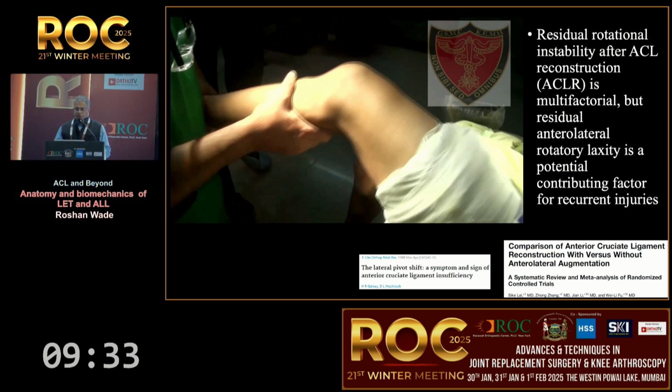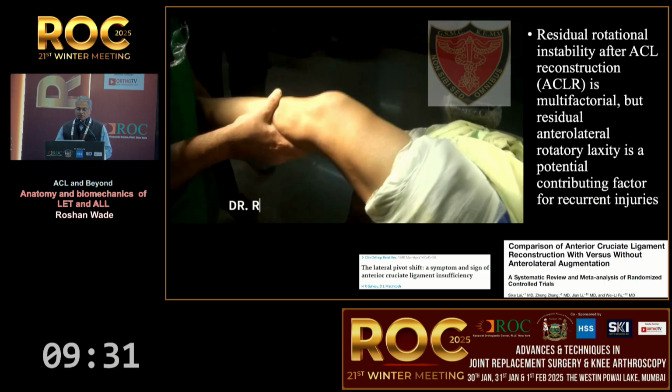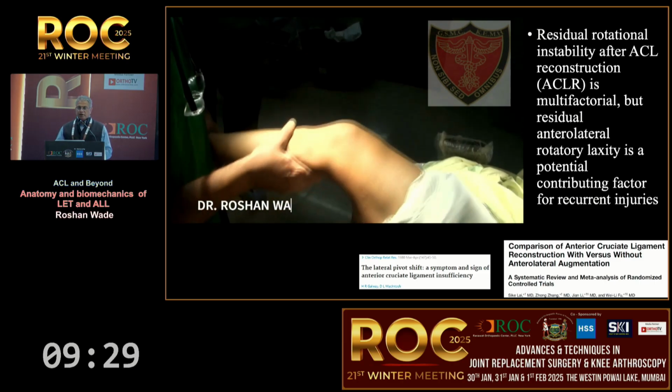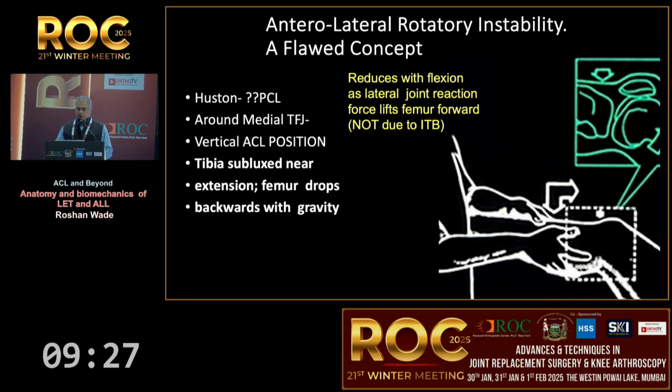And this led to the invention of something which is not seen very clinically in your clinical practice, but it could be accompanied. Way back in the 1980s, Houston and others projected this anterolateral instability. It was considered a flawed concept because the tibia could subluxate in extension and the femur could drop back, and they considered this a simple pivot shift because of ACL.